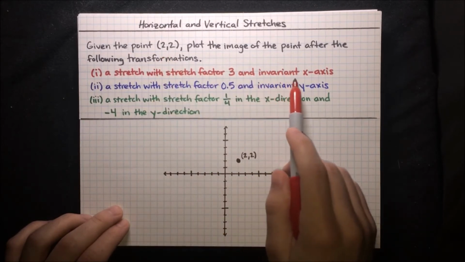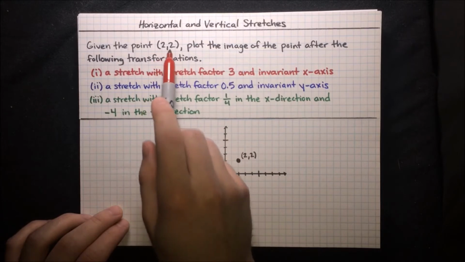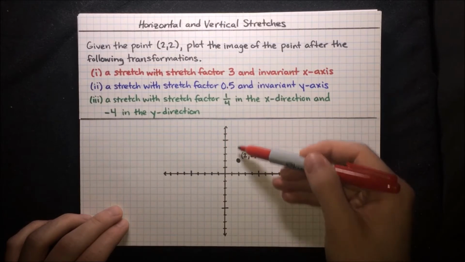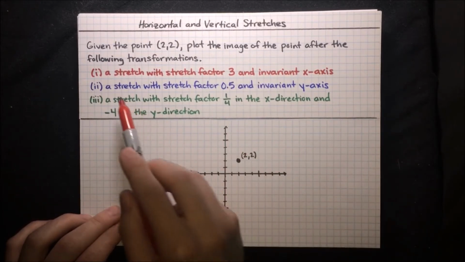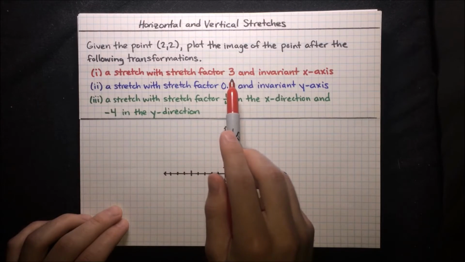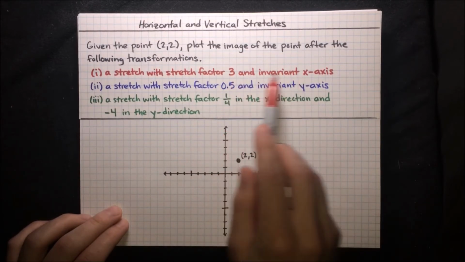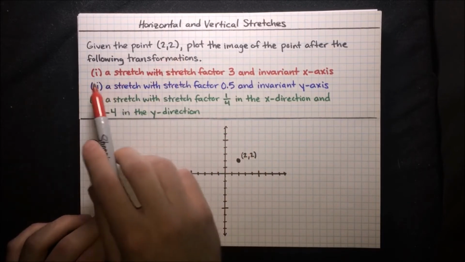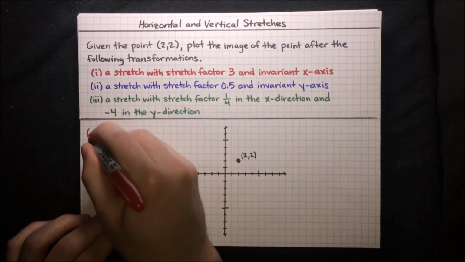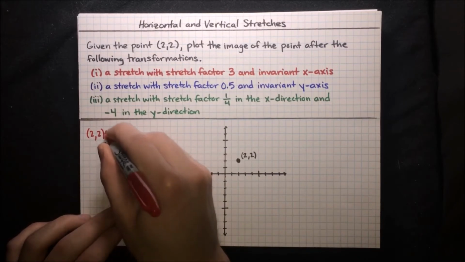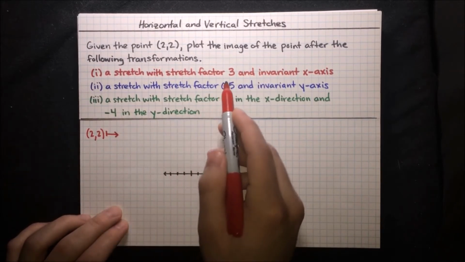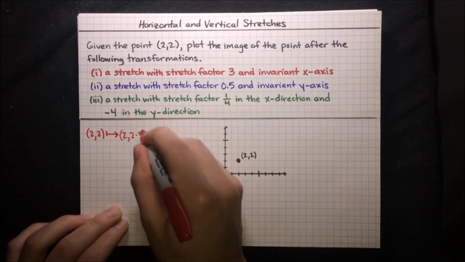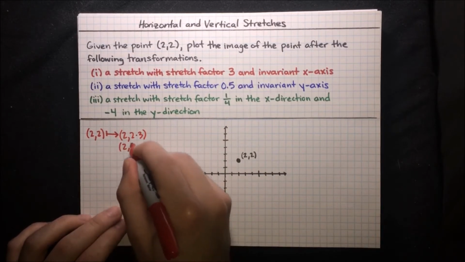So since the invariant axis is the x-axis, we don't change the x-coordinate at all. We just stretch up or down in the y direction, so this point will be moving up or down. And the extent to which we move up or down depends on this stretch factor here. Since we're not changing the x-coordinate, the stretch factor only multiplies the y-coordinate. So this first transformation will transform that point (2, 2) into another point whose y-coordinate is multiplied by 3. So (2, 2) goes to (2, 2 times 3), which is really just (2, 6).